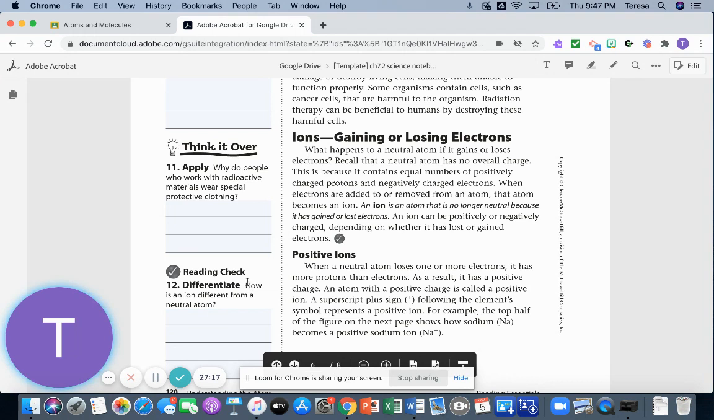Differentiate. How is an ion different from a neutral atom? Ions involve gaining or losing electrons. So what happens to a neutral atom if it gains or loses electrons?